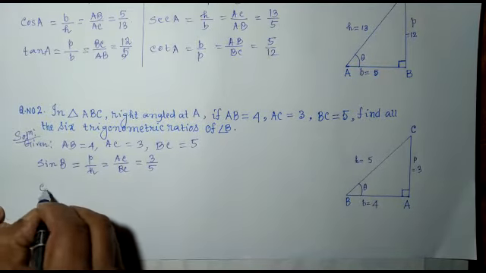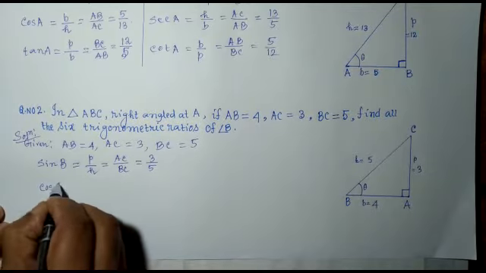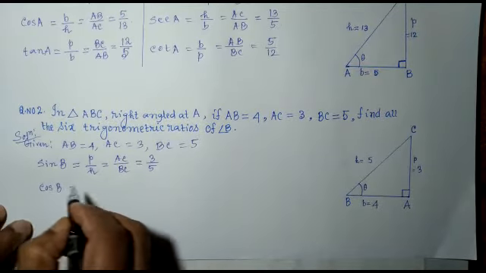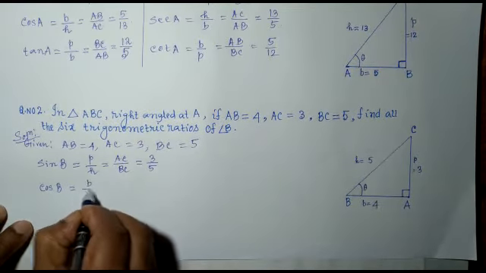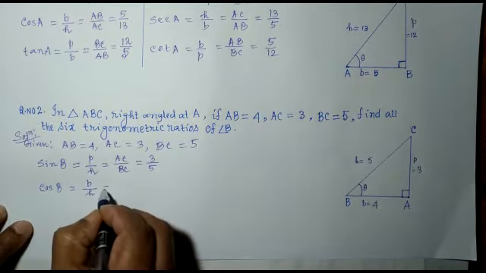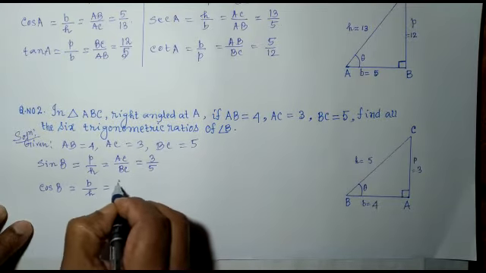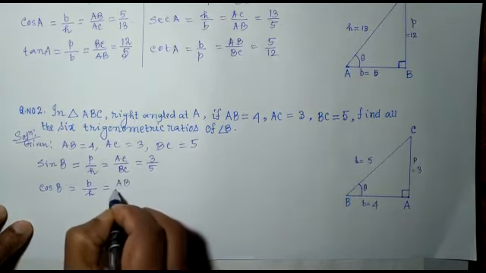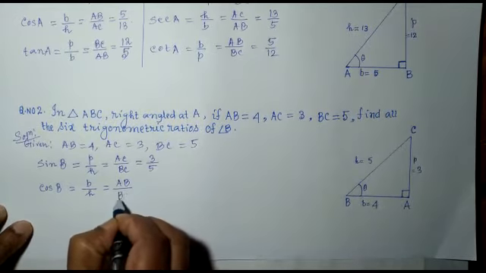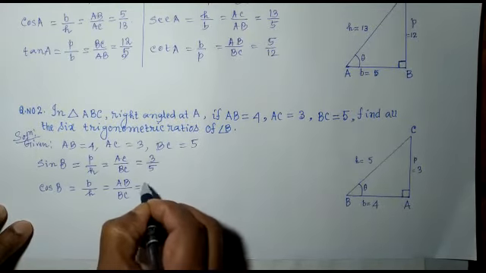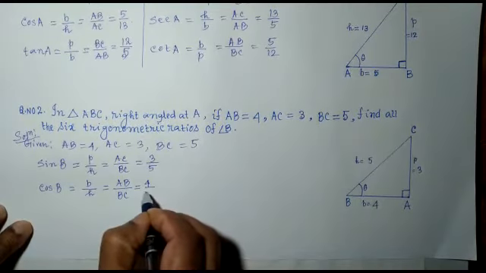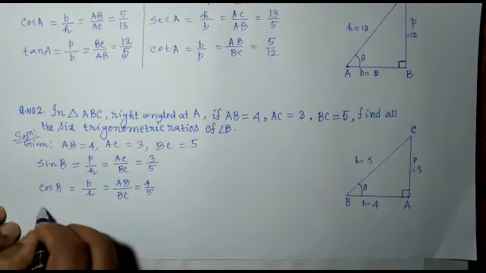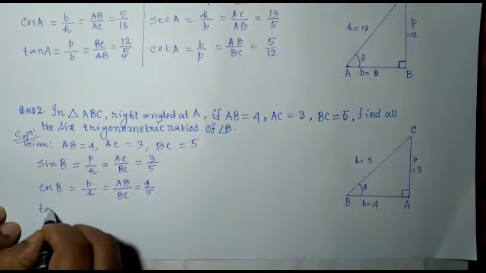And think the next, cos B. Cos B is base by hypotenuse. So what is base in the figure? It is AB and hypotenuse is BC. So put the value of AB, it is 4, and BC is what? BC is 5.